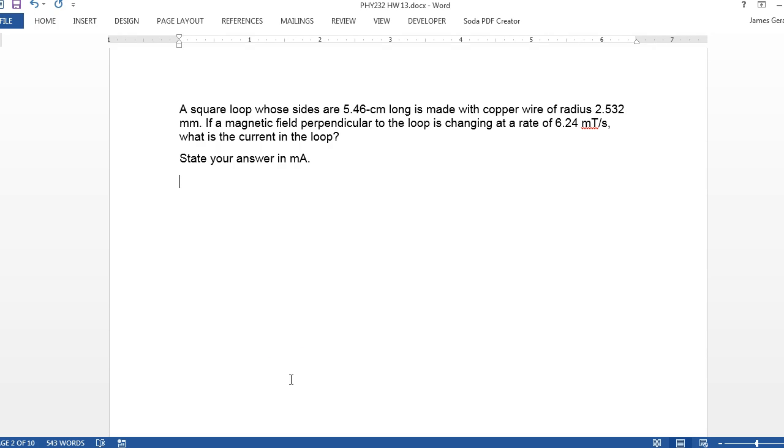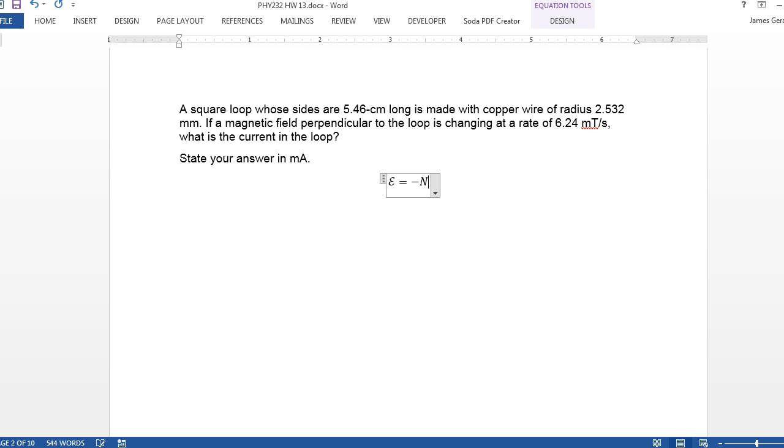In this problem, we have a square loop with sides that are 5.46 meters long. It's made out of copper, and we have the radius of the copper wire that's making it up. And we've got the change in the magnetic field, 6.24 millitesla per second. And so we're after the current in the loop. Well, we can't get directly to the current, but we can get to the EMF real quickly, right?